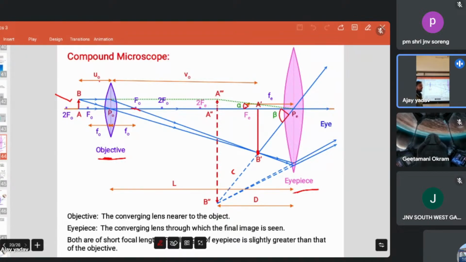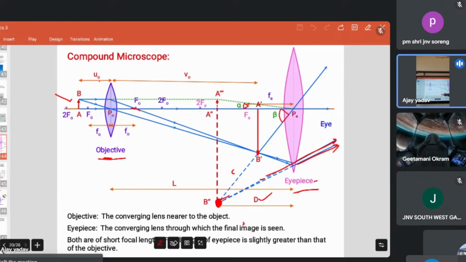Now this A'B' image of the objective lens will act as an object for the eye lens. So from here, rays are incident on the eye lens and they will refract. When we trace them in the backward direction, they will cut here. Okay, this is the least distance. Again, in the case of a compound microscope, this is the least distance of distinct vision.